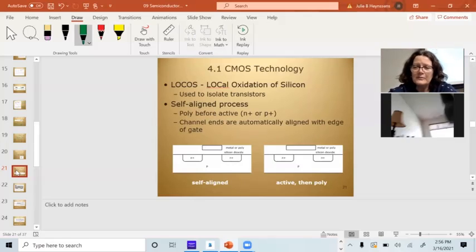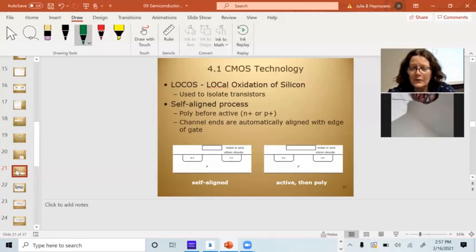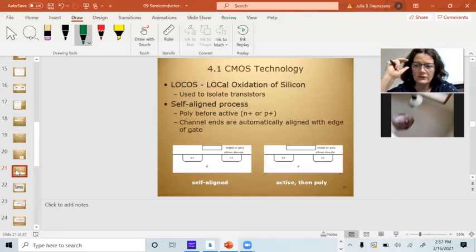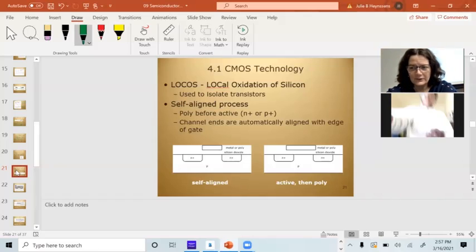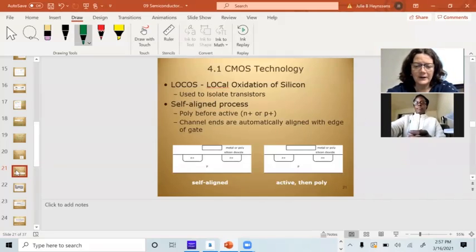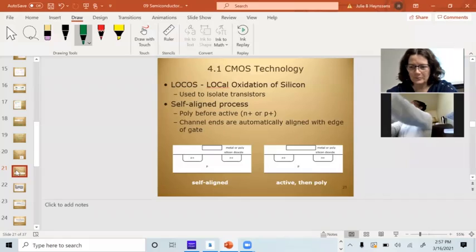There is someone in the department who understands processing way better than I do. If you want to learn about semiconductor processing, I would take Daphne Chen's class. If you want to learn about circuit design, you stick with me. But we're going to talk about some little processing tricks here, just to give you an idea of how the processing works.